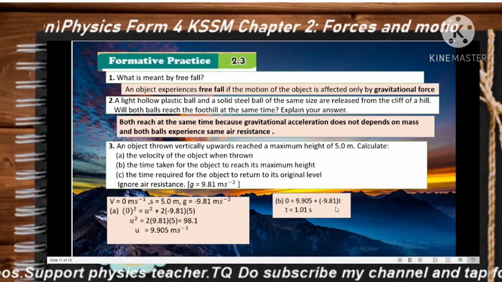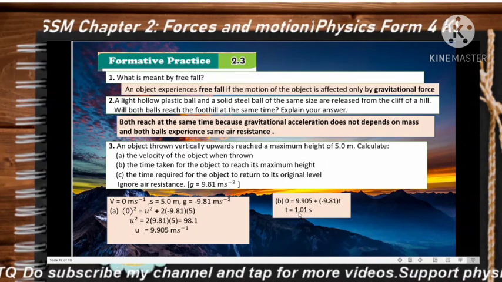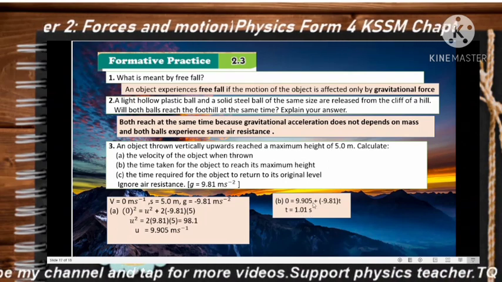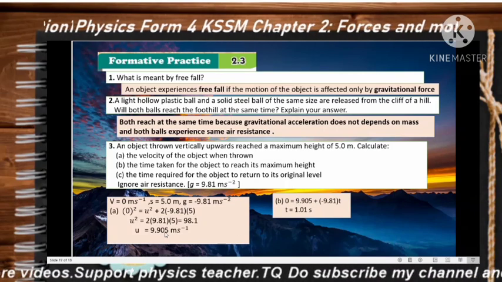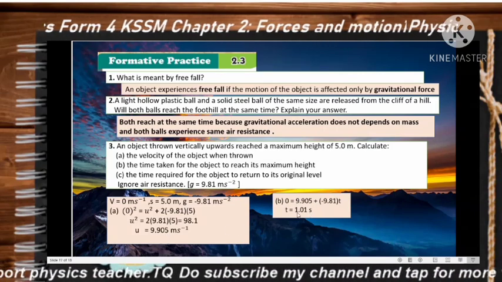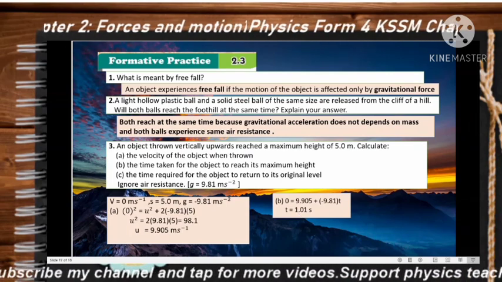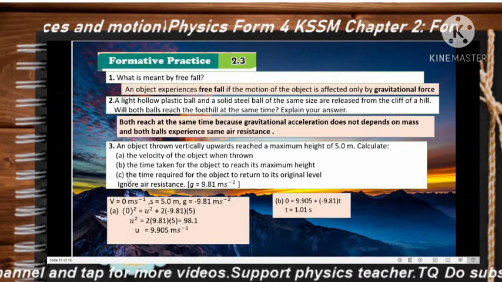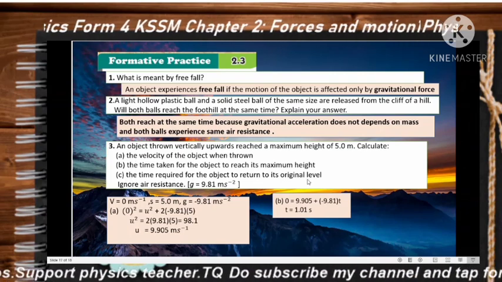Remember, the value of g is always negative. Thus, we get t equals 1.01 second. This is the initial velocity that we calculated from here. Okay, so you get the answer. t is the time taken for the object to reach its maximum height. Okay, C, the time required for the object to return to its original level.